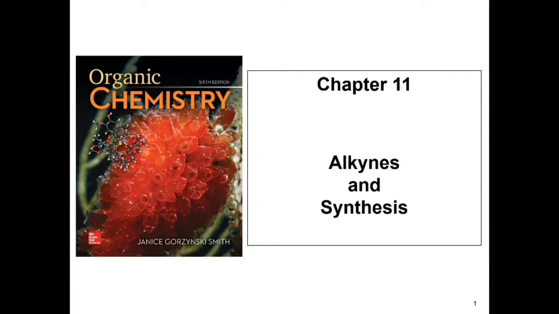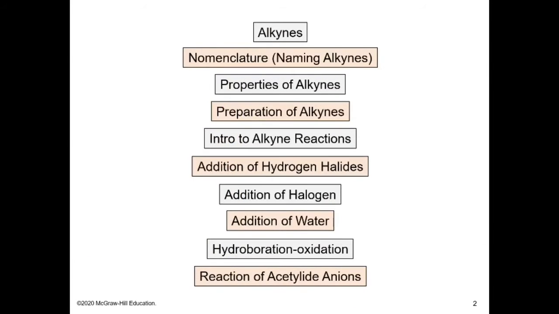Hi, so today's lesson is going to be regarding Chapter 11, which is all about alkynes and synthesis. So here's a brief outline of this chapter. We'll discuss what alkynes are, how to name them, and we're also going to take a look at some of the physical and chemical properties of alkynes, how to prepare them, what kind of chemical reactions they undergo, such as addition of hydrogen halides, addition of halogen, addition of water, hydroboration-oxidation, and finally reaction of acetylide anions.